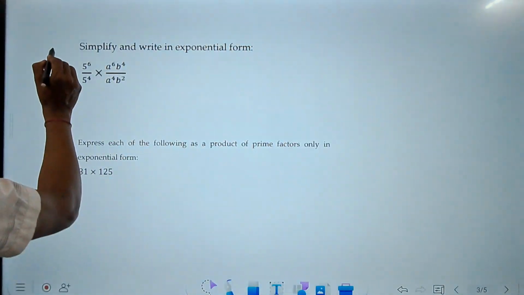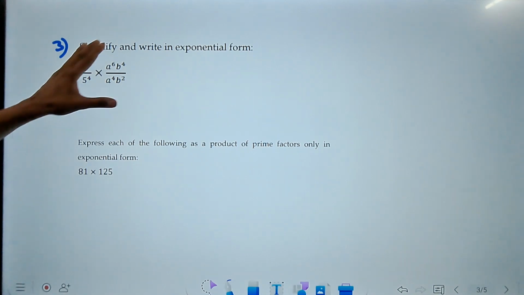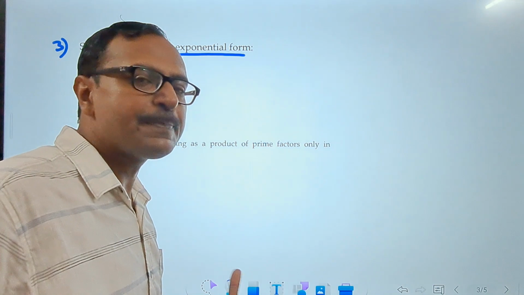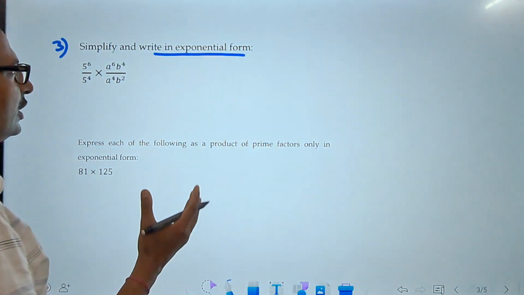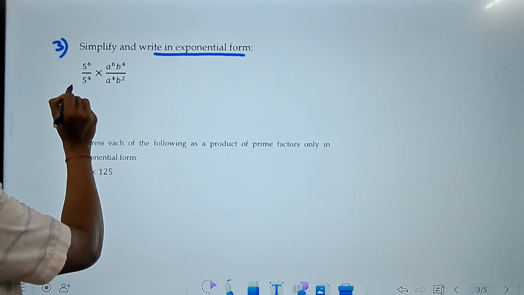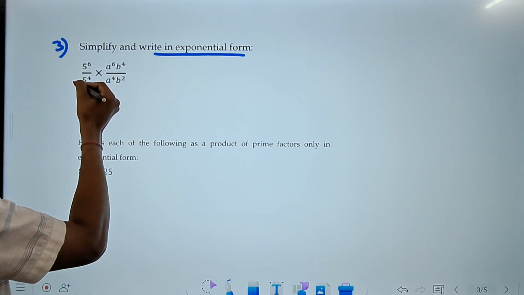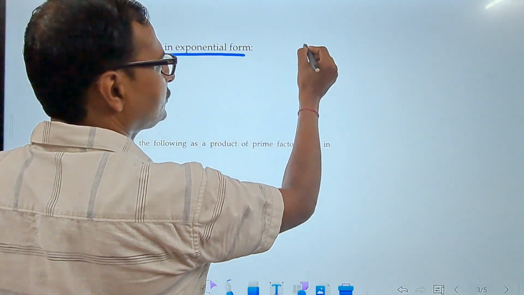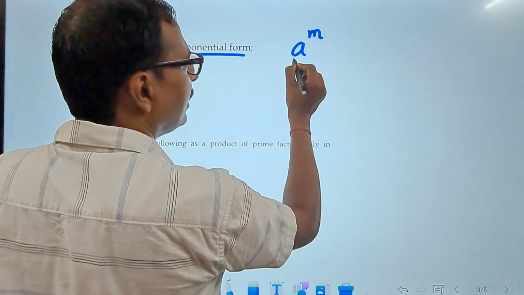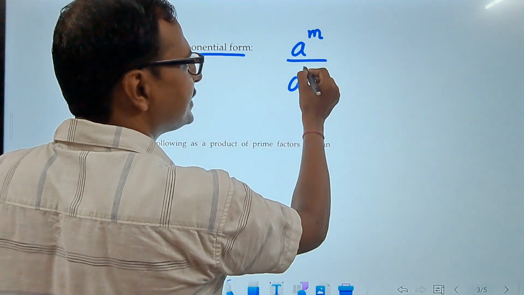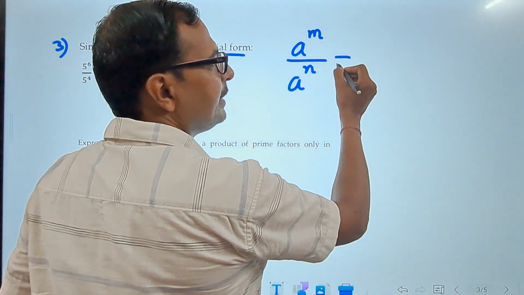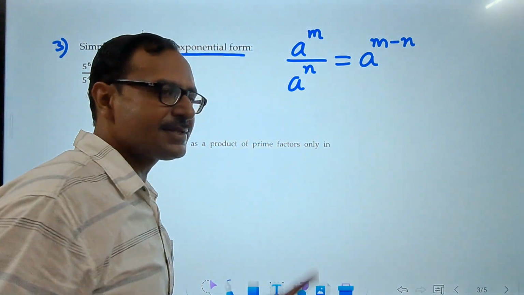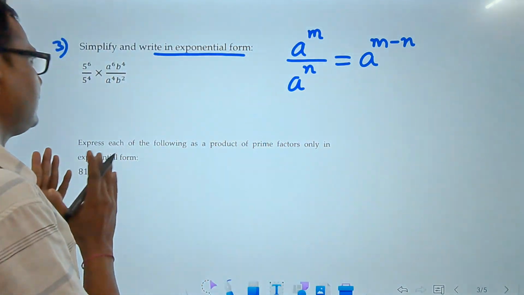Let's see another type, question number 3. We need to simplify and write in exponential form. See, when you have to write in exponential form, you don't have to expand the exponents. You just have to apply the laws. Here you can see that we have two terms with the same base, one in the numerator and one in the denominator. So what does the law say? Whenever you have a raised to power m and you are dividing it by the same base with a different power, then the base remains the same and the exponents get subtracted. Now this is the law I am going to use in this question.